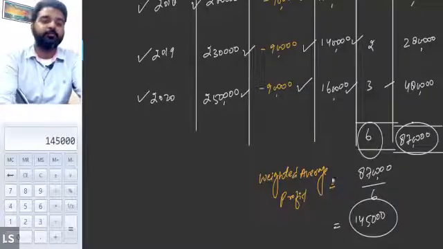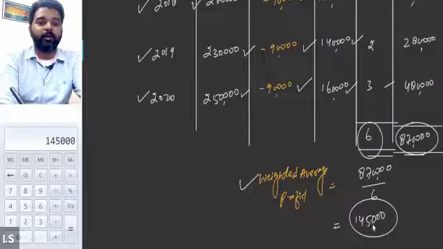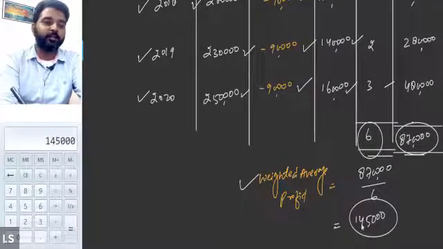And for finding out the weighted average profit, what I did, I have divided the total weighted profit by the total weight. And by doing that, I got 1,45,000 as the weighted average profit.